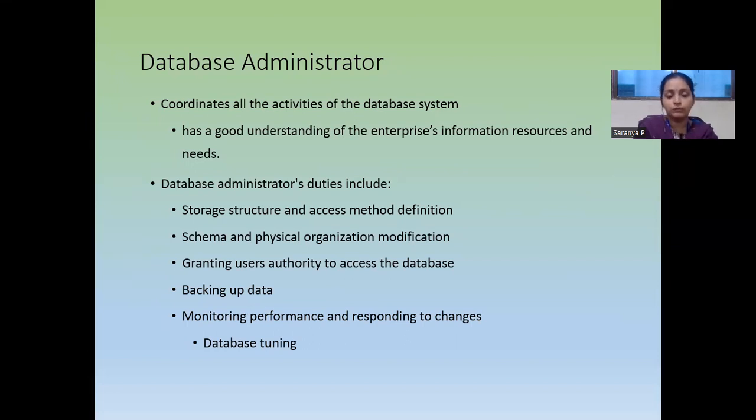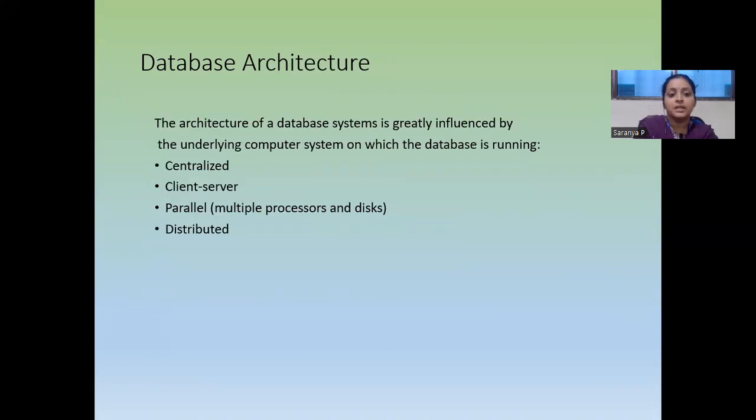It is also a part of the DBMS. There are different types of architecture in databases: centralized, client-server, parallel, and distributed. In centralized, there is a single database and all the users access the same database. In client-server, there is a server; the client accesses the server and gets the response. The server handles the request and sends it to the corresponding data center. That is client-server.